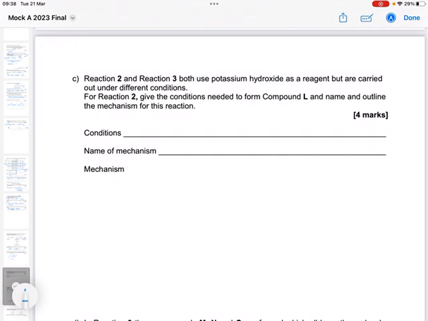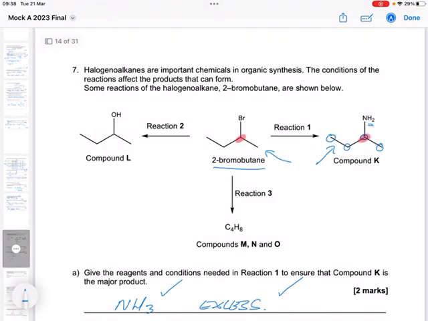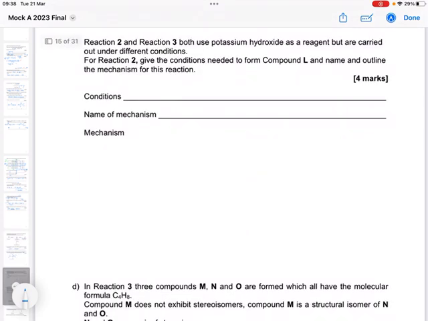Part C, reactions 2 and 3 both use potassium hydroxide as a reagent, but are carried out under different conditions. For reaction 2, give the conditions needed for compound L. So reaction 2 is forming the alcohol, so this is going to be aqueous. Okay, so the conditions are aqueous and heat or warm. And then the name of the type of the mechanism is nucleophilic substitution.